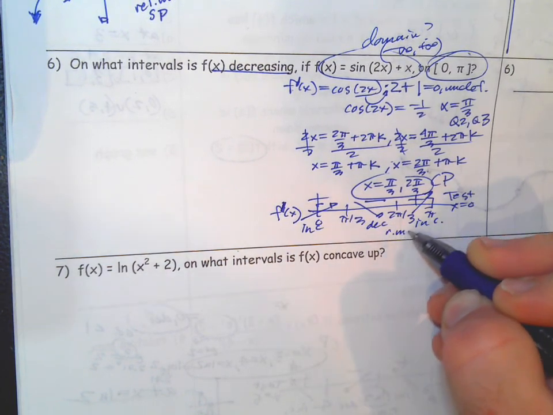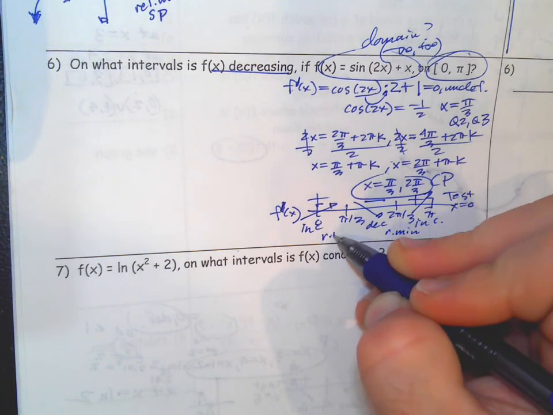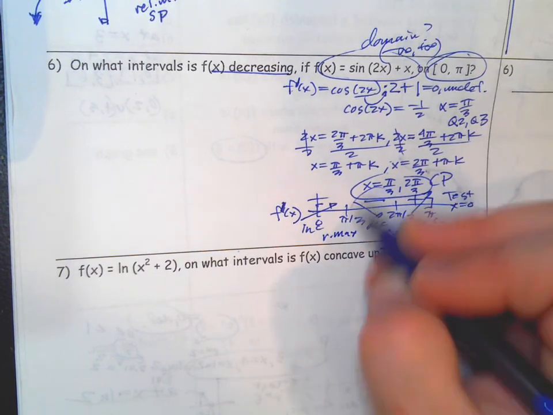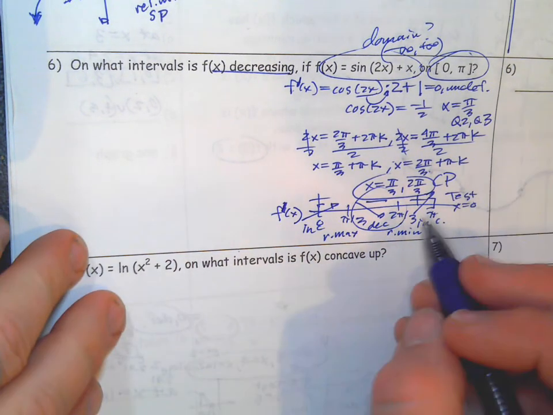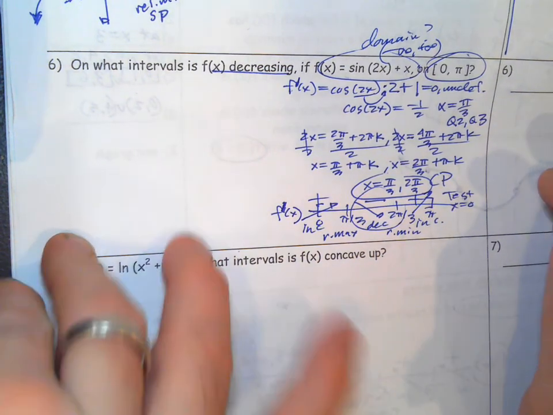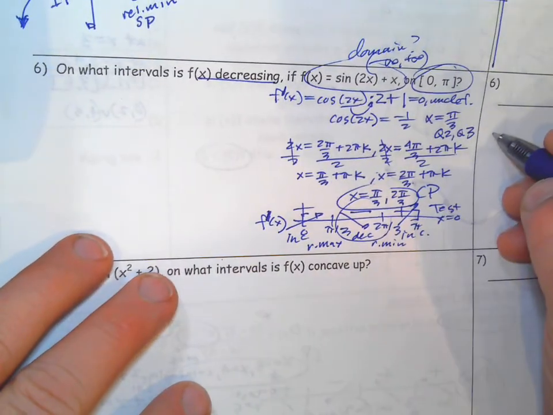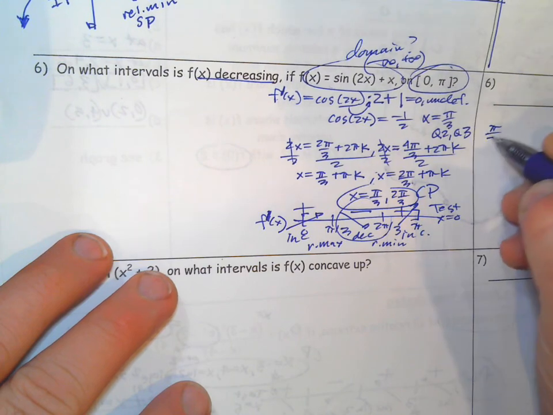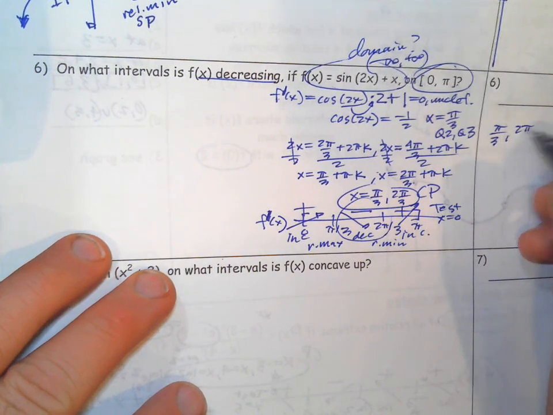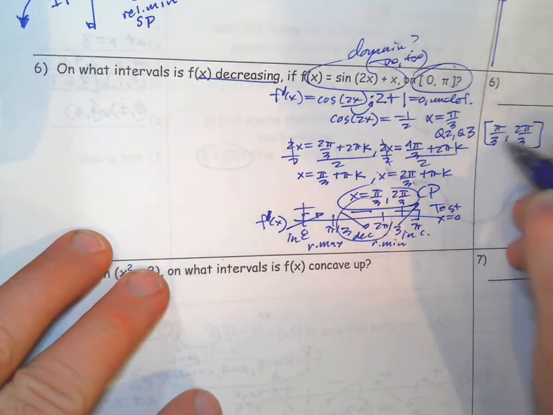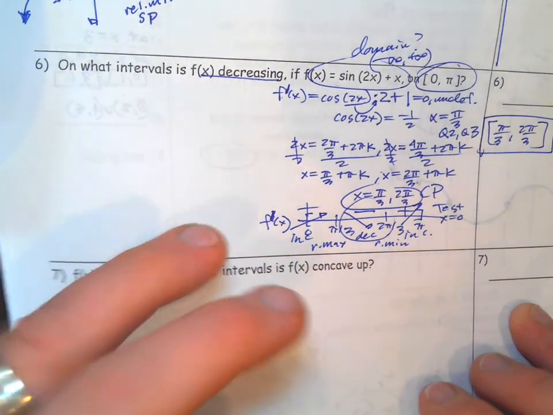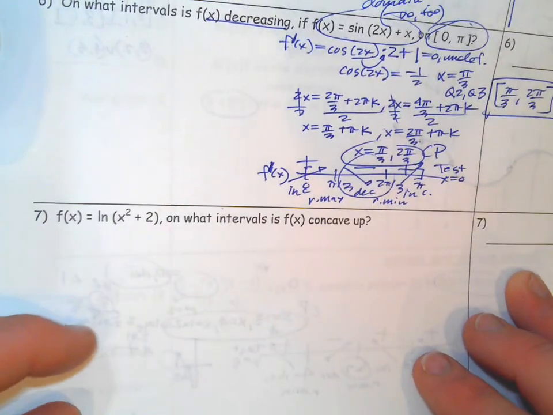Relative min, if you're looking for that. Relative max, if you're looking for that. Now, we just want decreasing. So the answer is just going to be pi over 3 to 2 pi over 3 in brackets, because we include the endpoints for increasing, decreasing. So there you go.